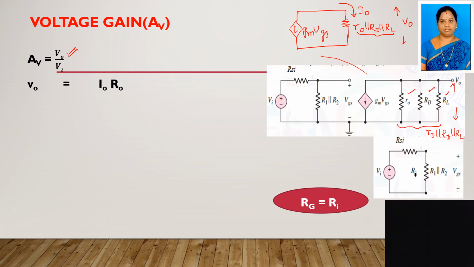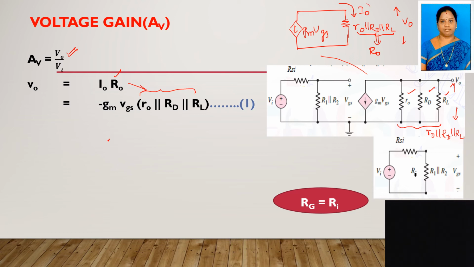This R0 here is nothing but the output resistance, which is small r0 parallel to RD. That is, the capital R0, the output resistance of the amplifier, is nothing but r0 parallel to RD parallel to RL. So instead of this R0, I have to write r0 parallel to RD parallel to RL. Right. What is I0 here?